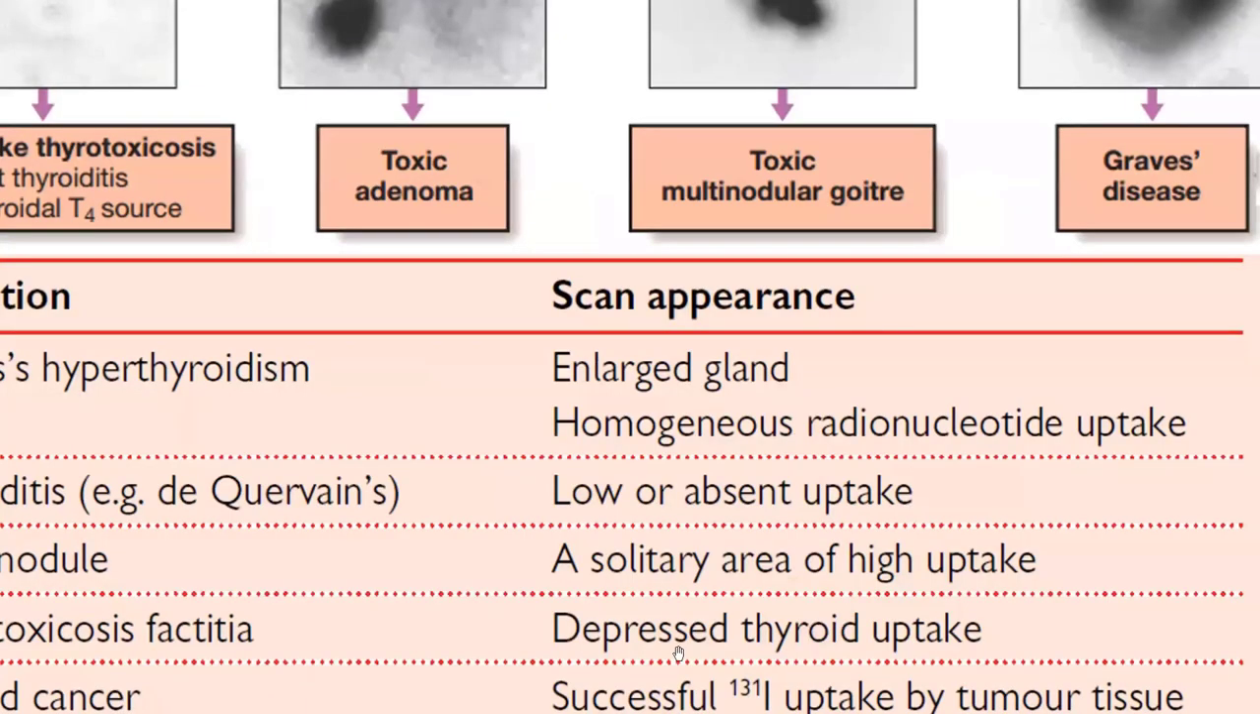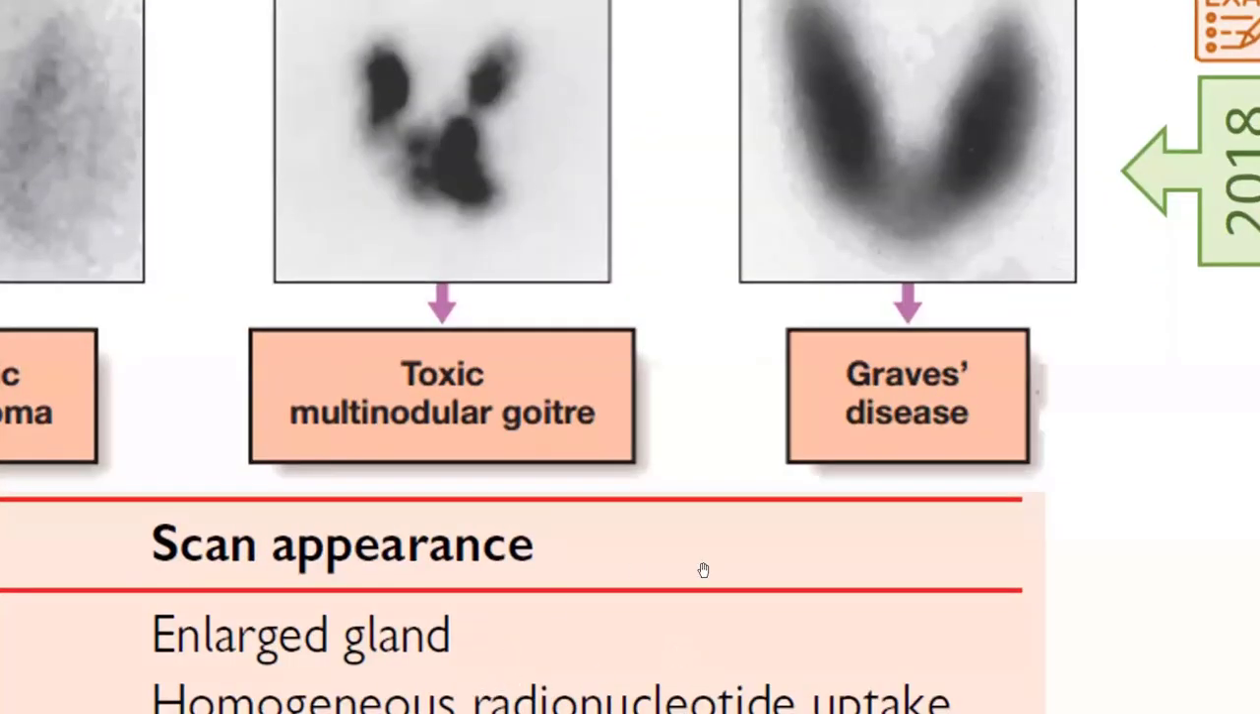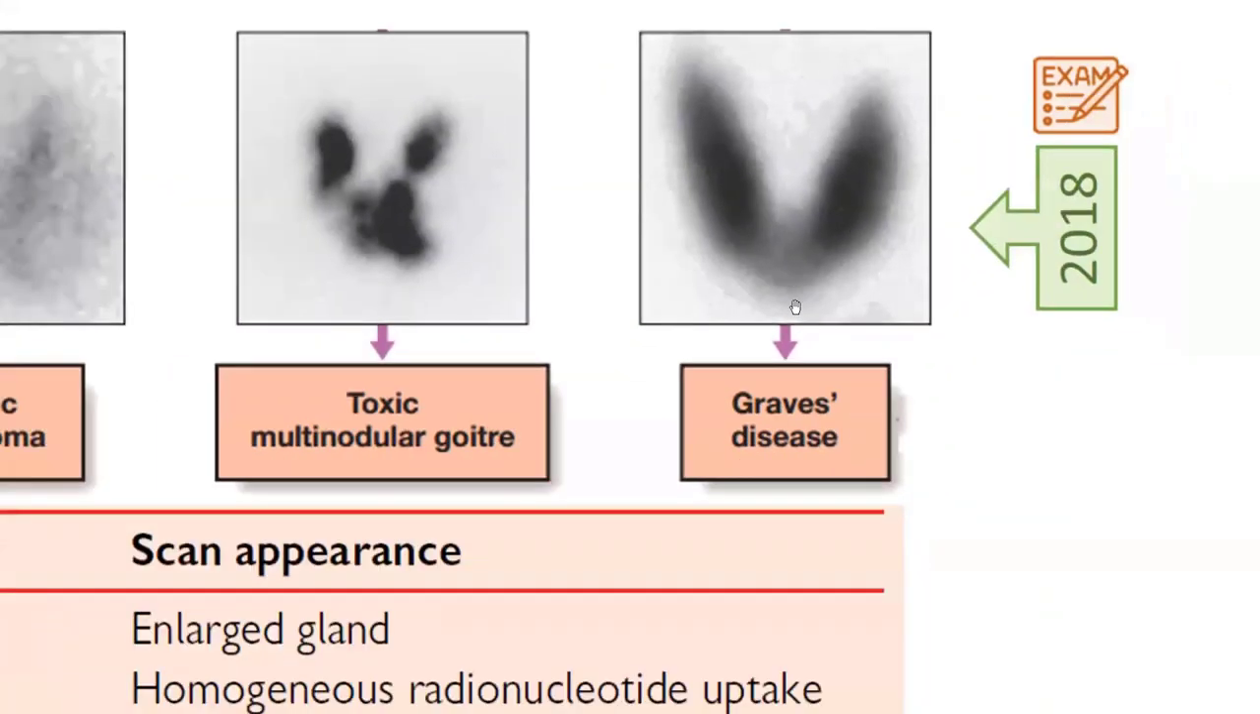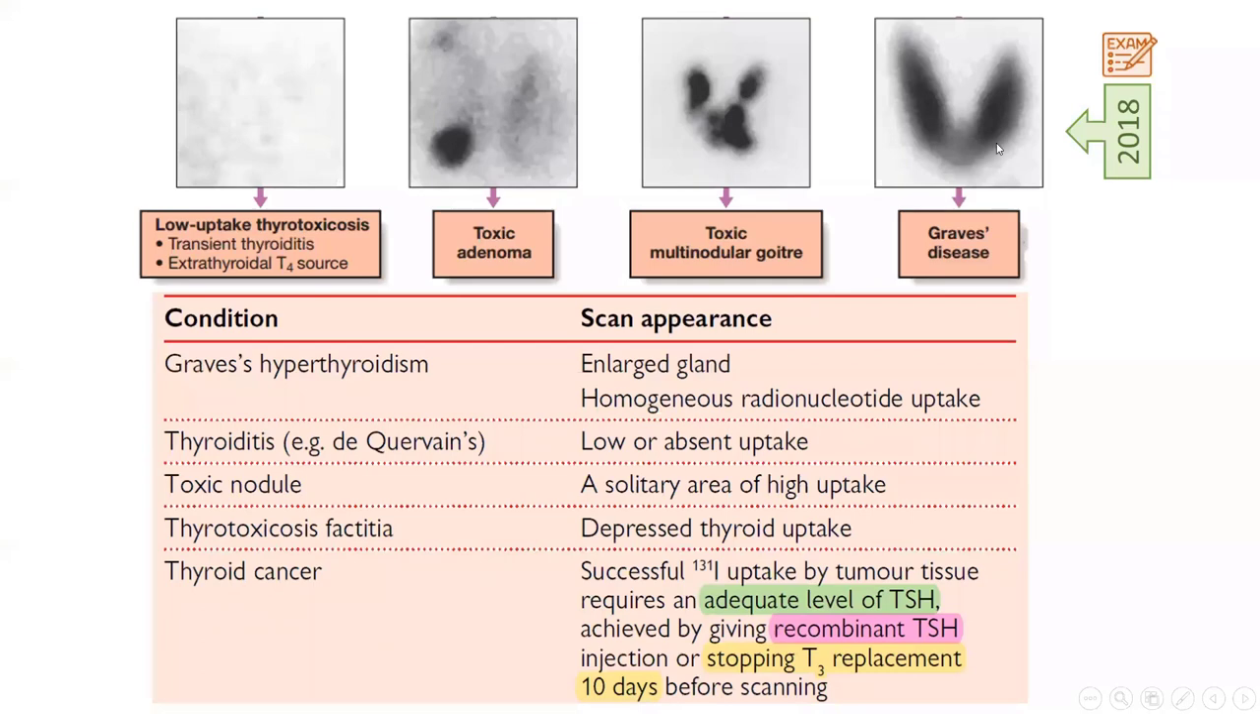This image is actually from our exam, and this is for Graves' disease. So you need to differentiate. This is for Graves' disease, this is for toxic multinodular goiter, this is the toxic adenoma, and this is low uptake. Low uptake means transient thyroiditis, De Quervain thyroiditis, factitious thyroiditis, any form of thyroiditis; the uptake will be low like this.